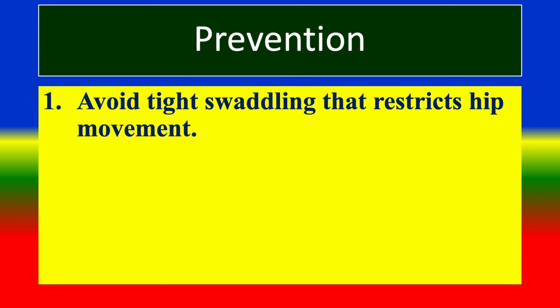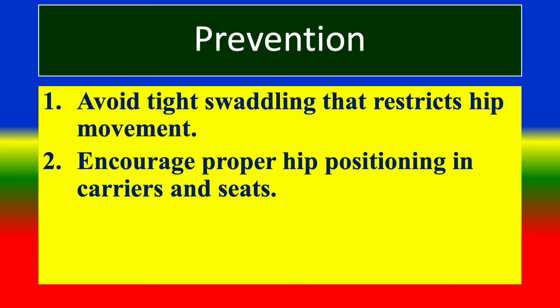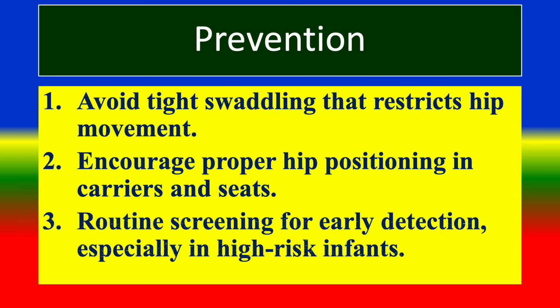Prevention. 1. Avoid tight swaddling that restricts hip movement. 2. Encourage proper hip positioning in carriers and seats. 3. Routine screening for early detection, especially in high risk infants.